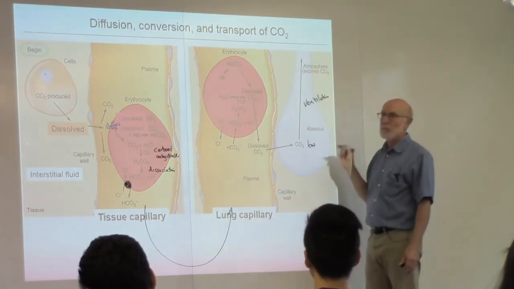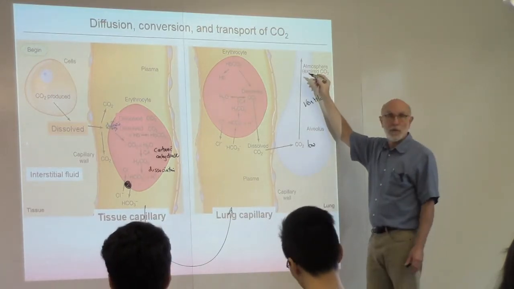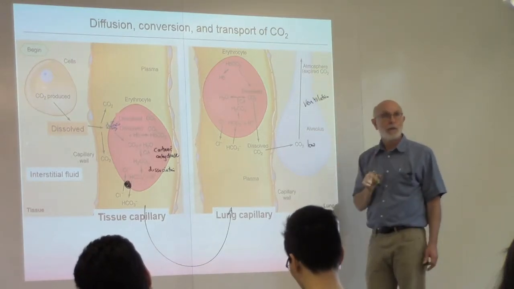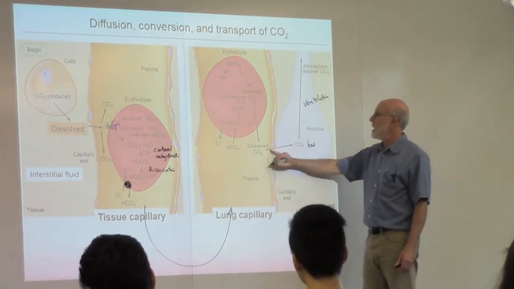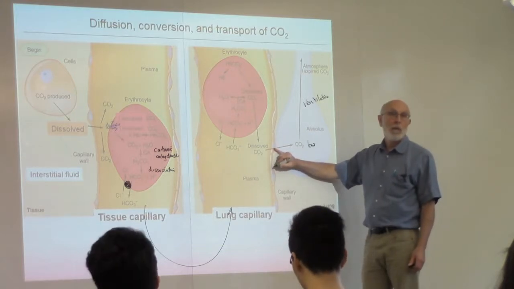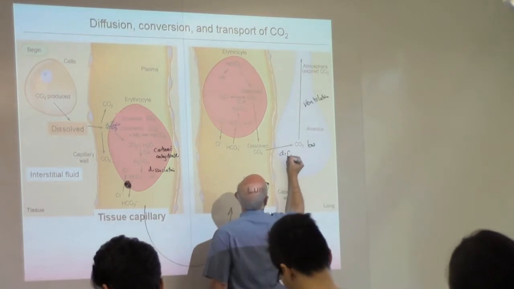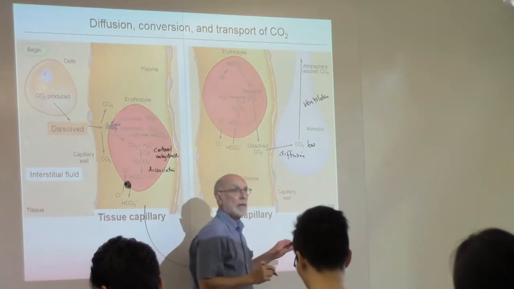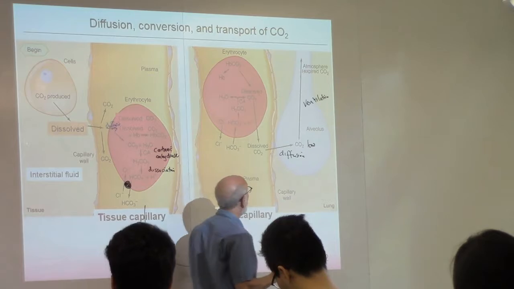So let's work our way backwards. Ventilation of CO2. Alveolar ventilation. Things that you worked with on the problem set. What is this arrow? Diffusion. What are some of the shown and not shown cells that this is diffusing through?